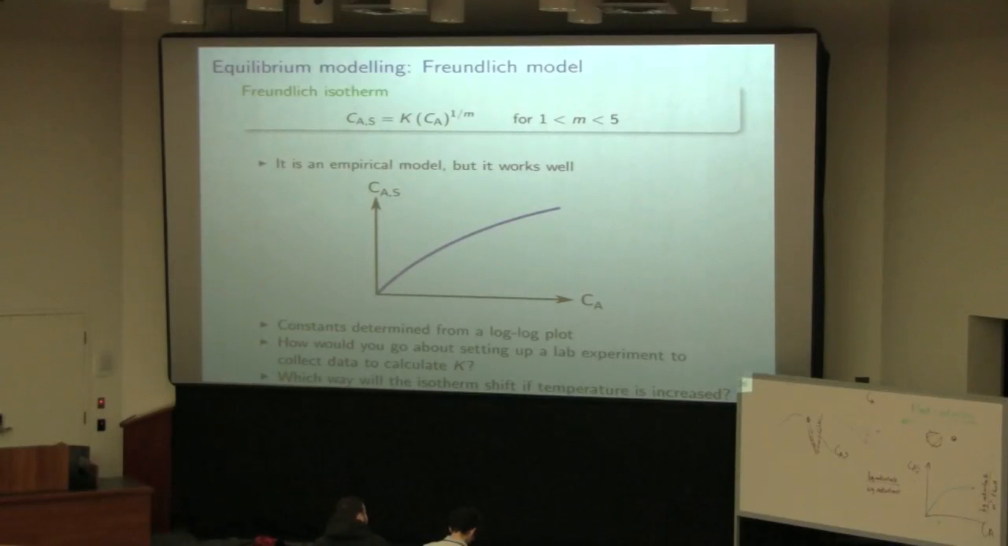You do that by plotting log-log plots. If I take the logs on both sides, and this is something we've done in the lab reports over and over, so we won't need to cover it here, you get a system where your intercept is log of K, and your slope is 1 over that exponent. But the question is, how would you set up the lab experiments to calculate both K and the exponent N? Because we cannot measure CAS. We're not able to measure the concentration of A on the surface.